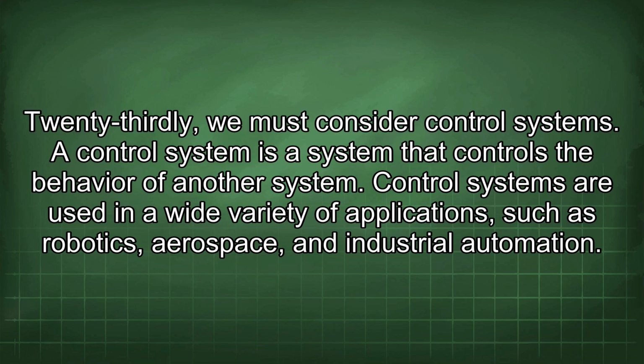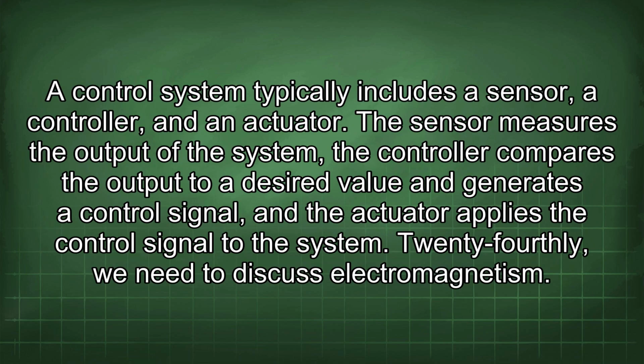Control systems are used in a wide variety of applications such as robotics, aerospace, and industrial automation. A control system typically includes a sensor, a controller, and an actuator. The sensor measures the output of the system, the controller compares the output to a desired value and generates a control signal, and the actuator applies the control signal to the system.